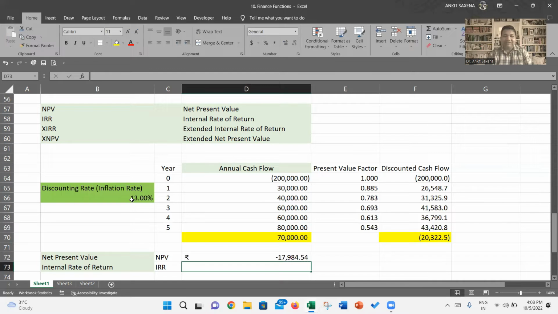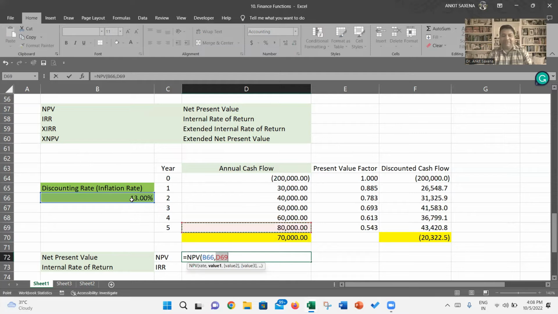So what should I do to get the exact answer that I'm getting in my physical calculation? I'll just tell you the way out. The NPV function in Excel is actually designed for discounting the cash flows that start from period 1. So the first period is 30,000, and it has to be multiplied with the present value factor, which is 0.885. The NPV function in Excel is designed in a way that, if you put the first value, it will assume that it is after 1 duration. That is how the formula is configured.